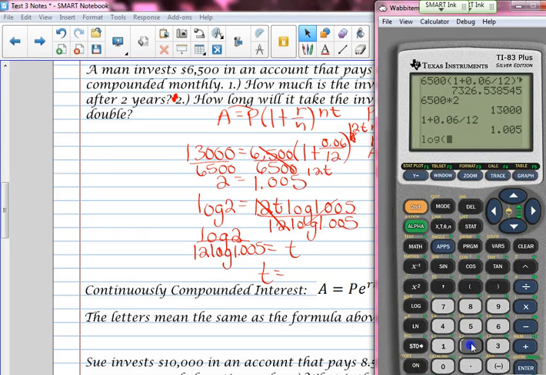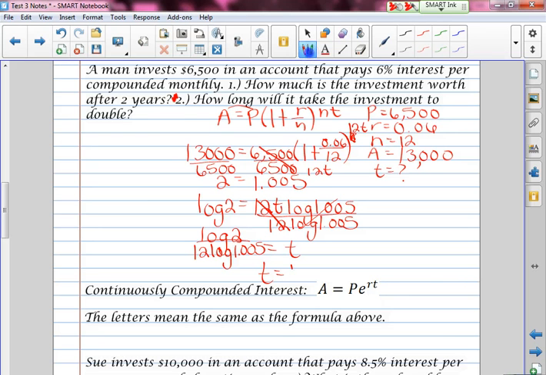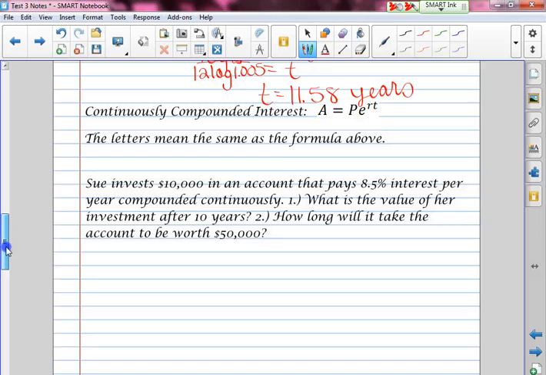Log 2, close parentheses, open them, divided by 12 log of 1.005, and you get 11.58 years. So if you wanted to invest some money and you want to know how long it would take to double, this is what you would do.